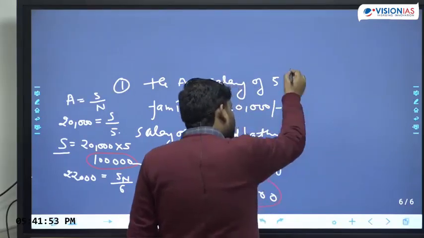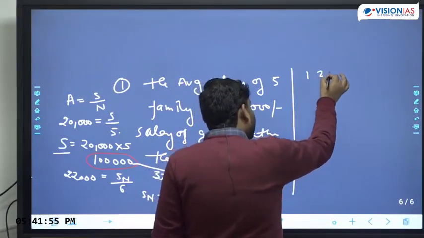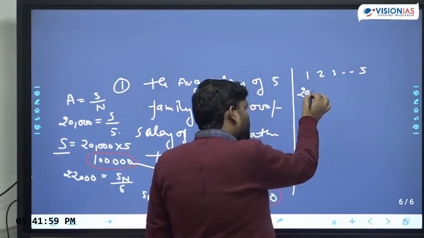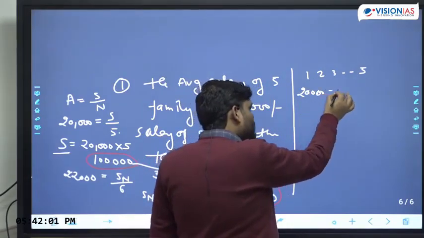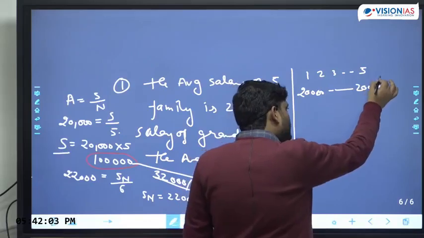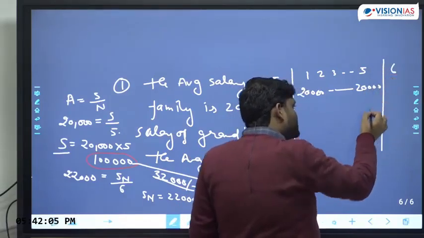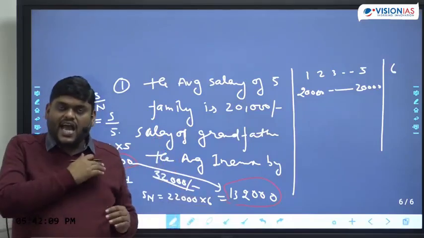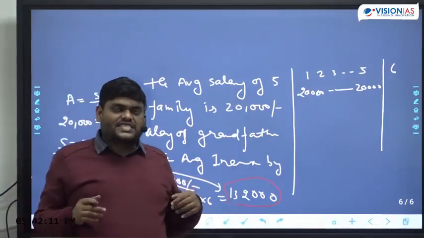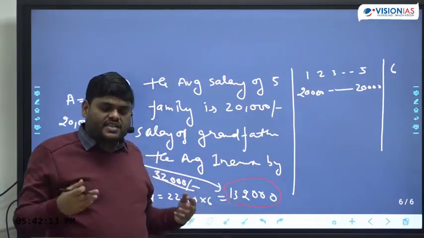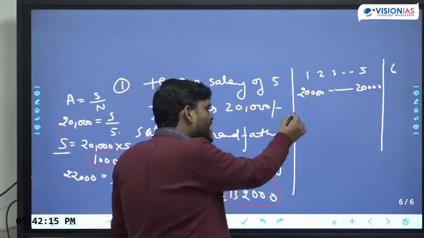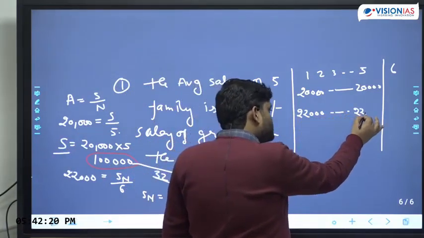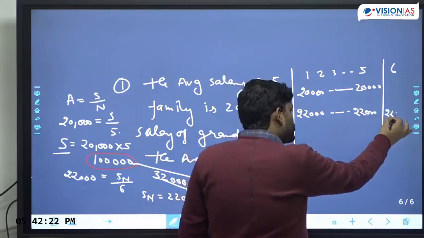See here. The question is the average salary of 5 people is 20,000. That means everybody is getting 20,000, 20,000, 20,000 and 20,000. Now the grandfather, the 6th person, is coming, and because of him the average salary increases by 2,000 rupees. That means now everybody starts getting 22,000, and he is also getting 22,000.